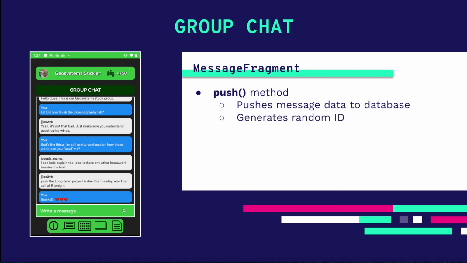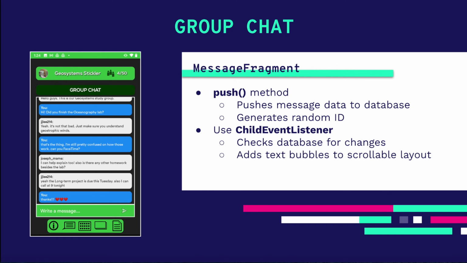And to display sent messages, we use a Firebase child event listener, which is a class that listens for any changes in the database and takes action on it. So it will detect if a message is added, and if that happens, it will add a text bubble to the scrollable layout containing the message text and the username of the sender. And so this group chat was the only study group feature that we were able to finish.